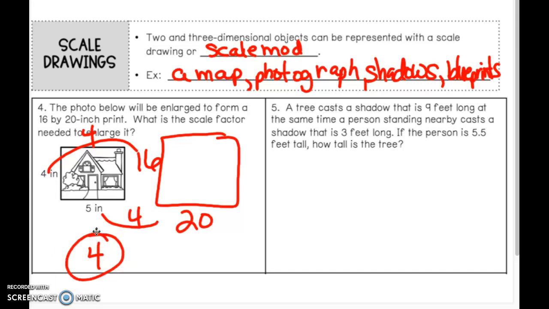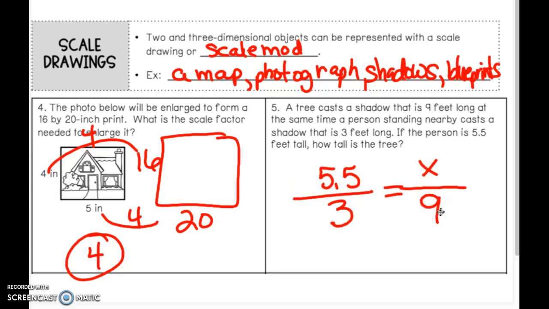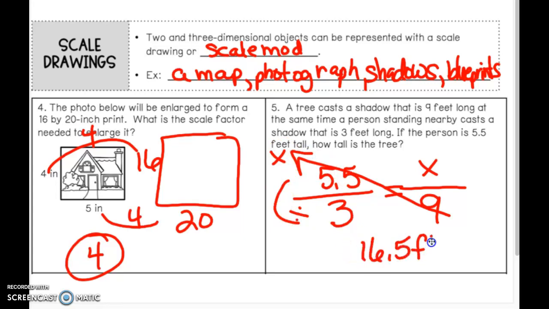A tree casts a shadow that is 9 feet long, and at the same time, a person standing nearby casts a shadow that is 3 feet long. So a 5'5" person is 3 feet. We don't know what the tree is, but we know it casts a 9 foot shadow and it's proportional. So we're going to cross multiply and divide by 3, and we get 16.5 feet tall is our tree.